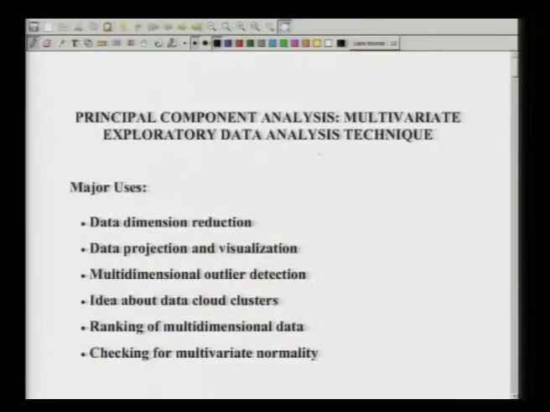If you have p-dimensional data, say you have x1 to xp, so that is p such variables, and you have n observations on each of these variables. How do you rank such data?